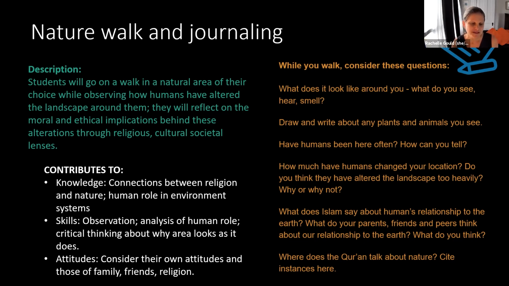And then the attitudes piece, it's asking students to consider their own attitudes and those of friends and family. So it's very directly asking students to say, what do you think? Think about what your religion says, what your friends and family say. What do you think? And so it's also asking students to reflect on, do I think the same thing as people around me or not? How do I go there? Okay, so this is one potential activity, again, that you could take pieces of, modify, etc.